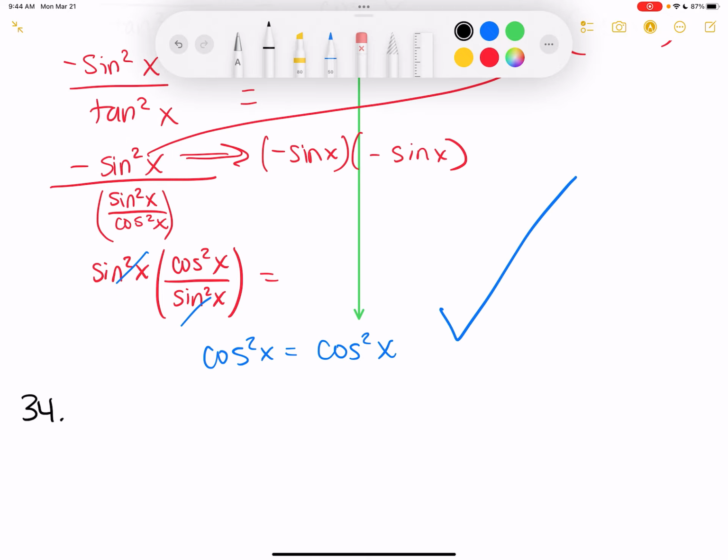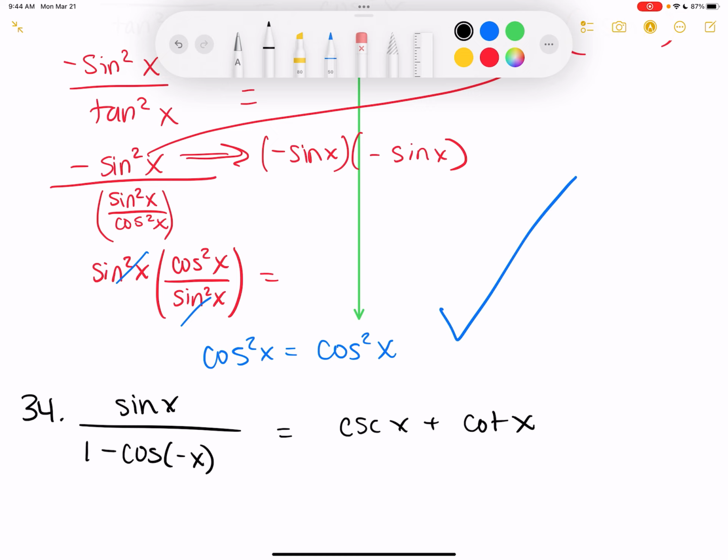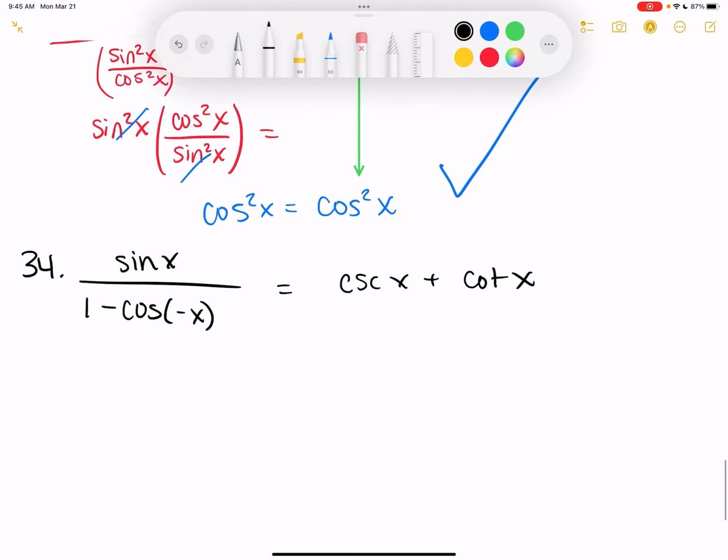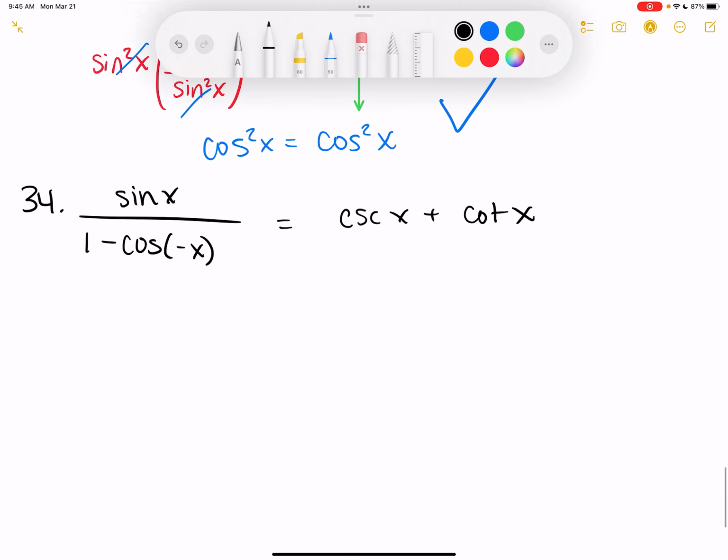All right, 34 is the sine of x over 1 minus the cosine of negative x equals cosecant of x plus cotangent of x. There's too much on that right side. Don't touch the right side. Correct. Do not touch the right side. Wait, so you're saying I need more space than this? You probably can fit it there.